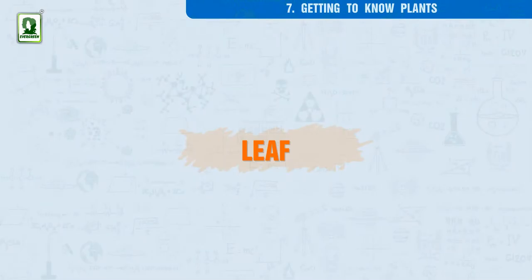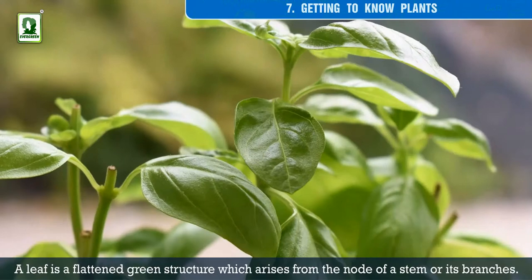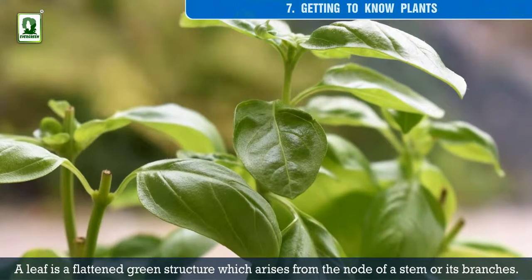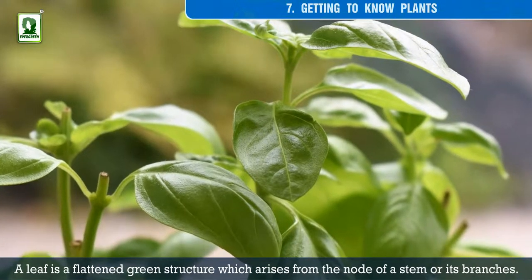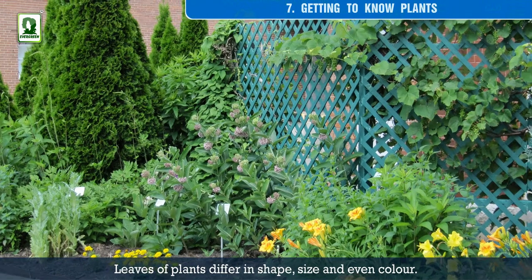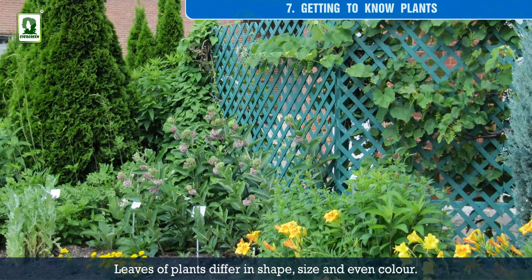Leaf. A leaf is a flattened green structure which arises from the node of a stem or its branches. Leaves of plants differ in shape, size, and even color.